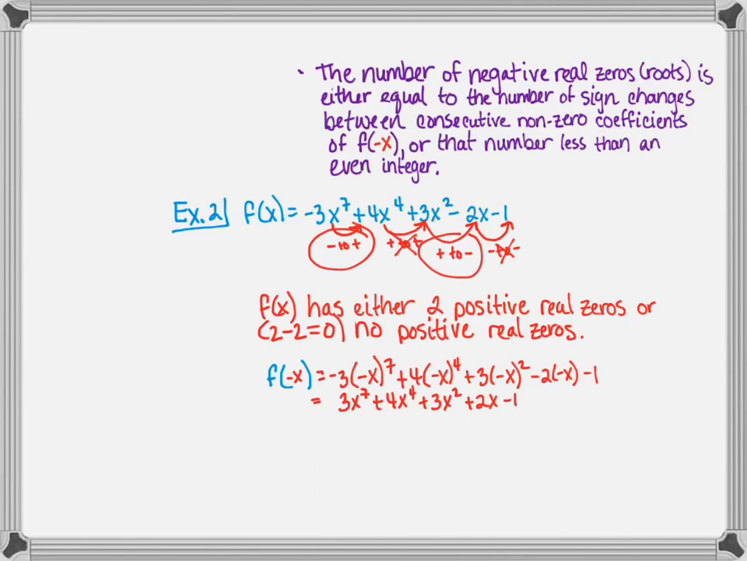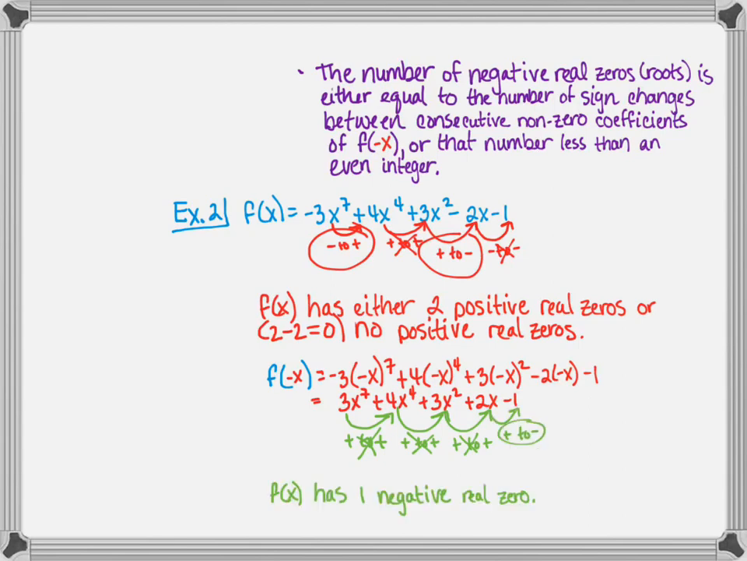Let's count the sign changes. So positive to a positive, we don't care about that one. Positive 4 to positive 3, positive to a positive, we don't care about that one. Positive 3 to positive 2, it's a positive to a positive again, so we don't care about that one. Finally, positive 2 to negative 1, that's a positive to a negative, that's a sign change.